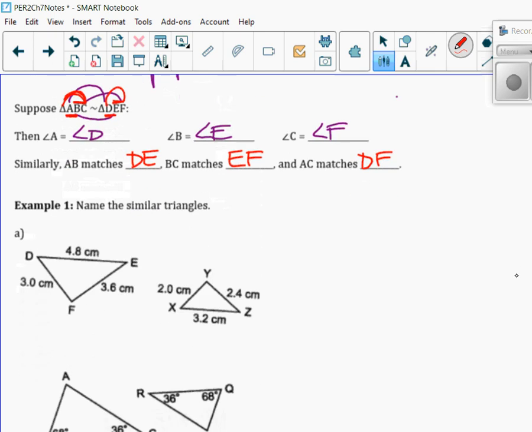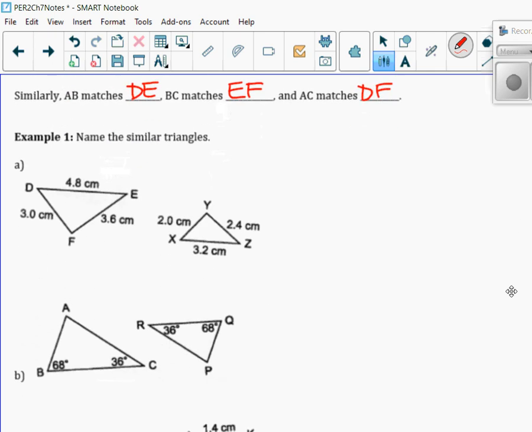So let's do the first example. It says name the similar triangles. They're telling us they're similar, so we need to figure out how we name them. So again, the corresponding sides have to be proportional. So if we have the largest side here, 4.8, that has to correspond with the 3.2. I'm going to use a different color pen. The smallest side, which is 3 in this case, should correspond with the smallest side in this triangle. And then I'll use an even different color pen. That leaves the middle ones the same.